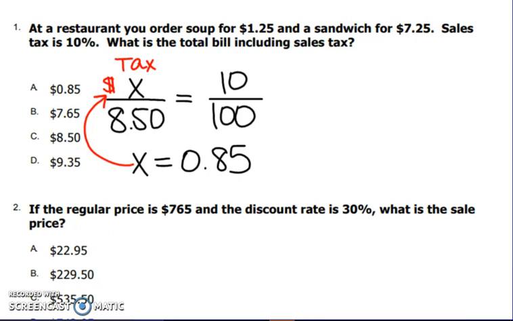It says, what is the total bill including sales tax? Well, that key word is including, and that means you need to add the sales tax to your original number, which was $8.50. So when you add $8.50 and the sales tax of 85 cents, you are left with $9.35.